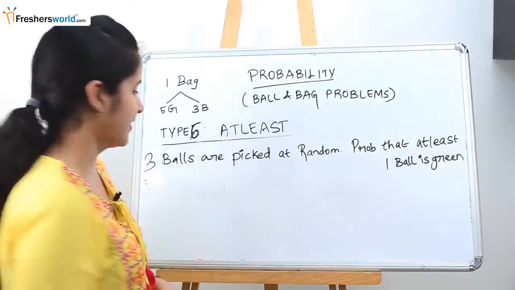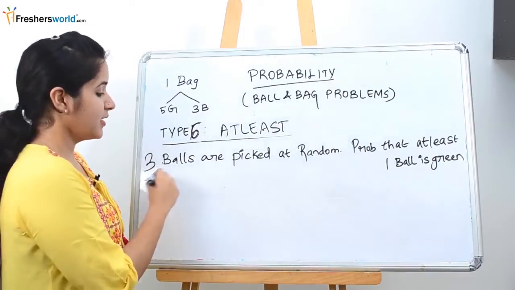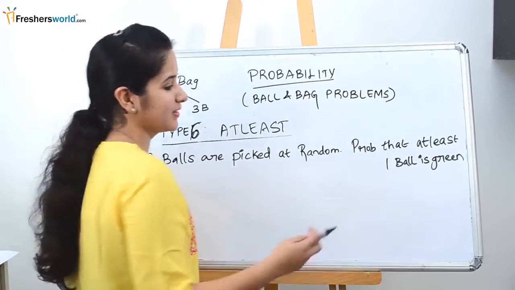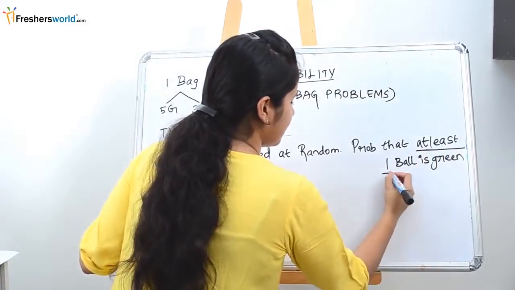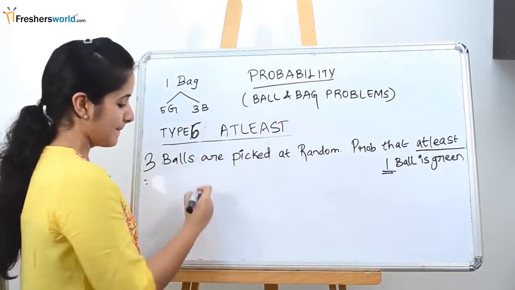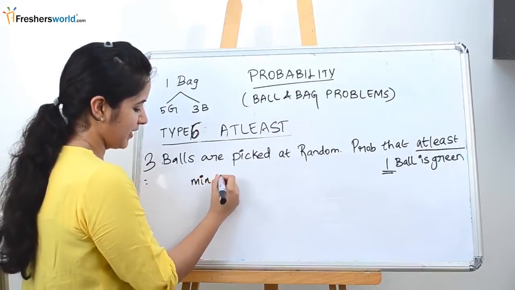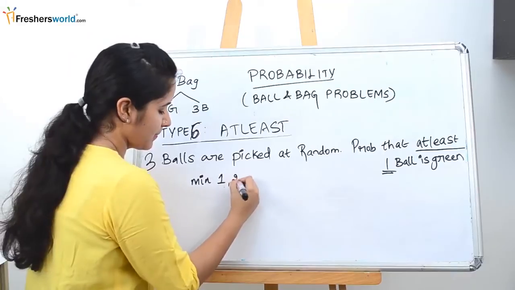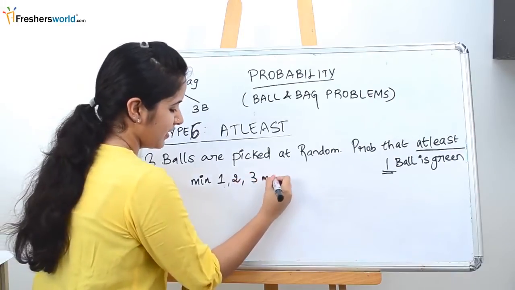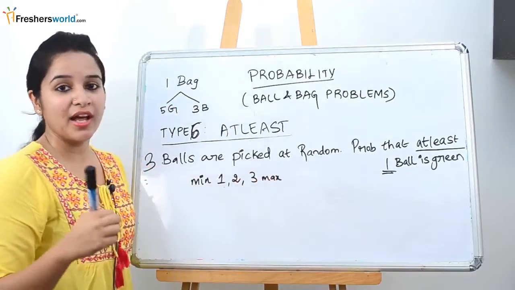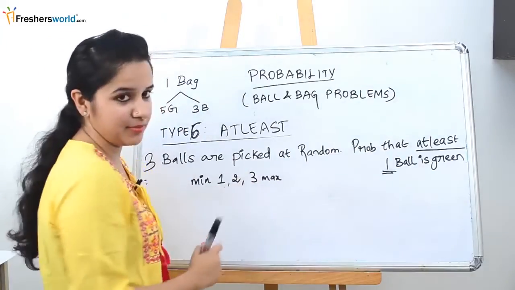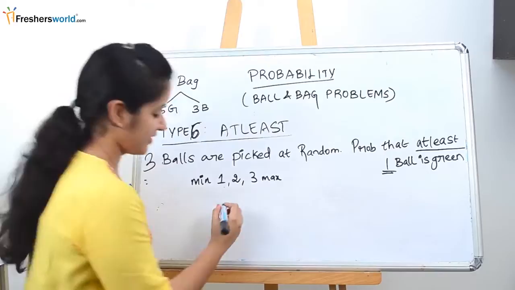Let's get started. So the question is 3 balls are picked at random. Probability that at least one is green. So at least, and underline the 1. So minimum 1 should be green. How many balls you are going to choose? 3. So maximum that we can have is 3. So your answer should have 1 green ball as well as 3 green balls. So let's start writing the answer.